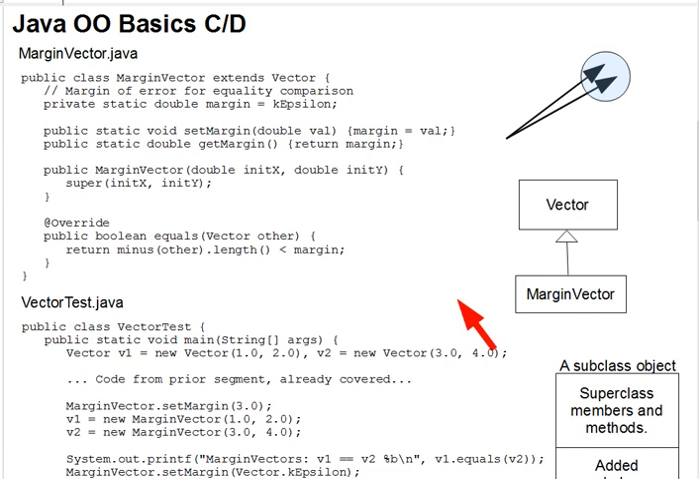In this segment, we'll continue our look at MarginVector, discussing derived class constructors, like that one there, and we'll also do a deep discussion of static methods and members. Now, subclass constructors require special design, especially in the presence of private members in the superclass.